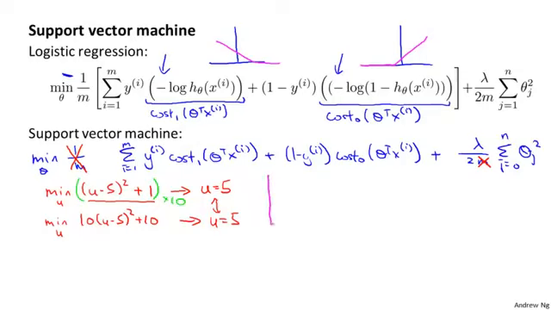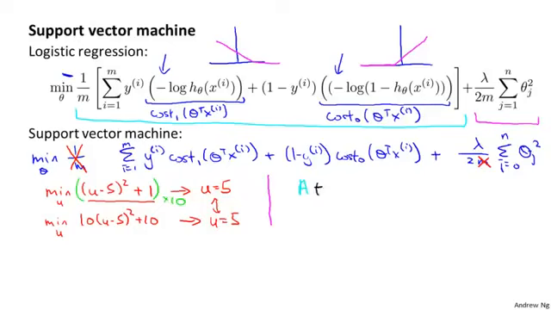The second bit of notational change, which is just the more standard convention when using SVMs instead of logistic regression, is the following. For logistic regression, we had two terms in the objective function. The first is this term, which is the cost that comes from the training examples, and the second is this term, which is the regularization.